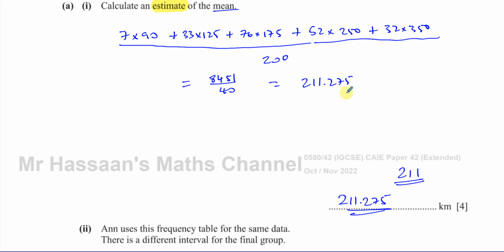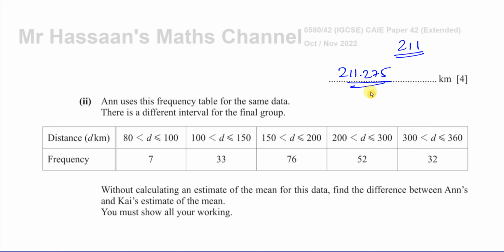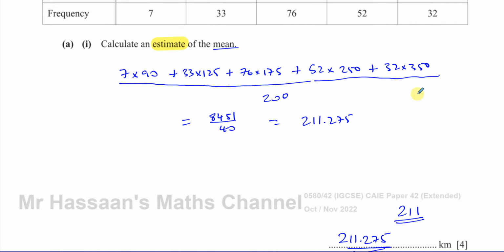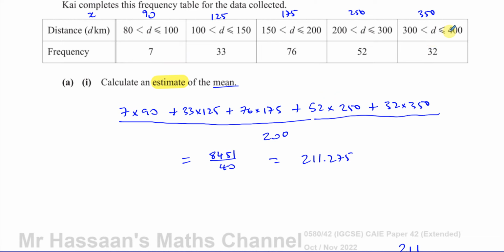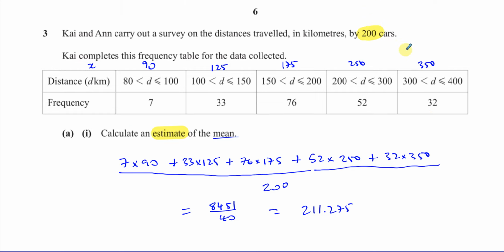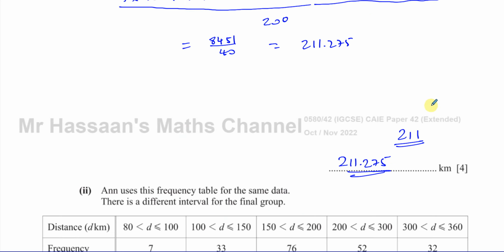Now for part B, it says, use this frequency table for the same data. There is a different interval for the final group. So they're telling you what the difference is. Everything else is the same. All the numbers are the same, but the interval for the last group is different. It goes from 300 to 360. That goes to 300 to 400.